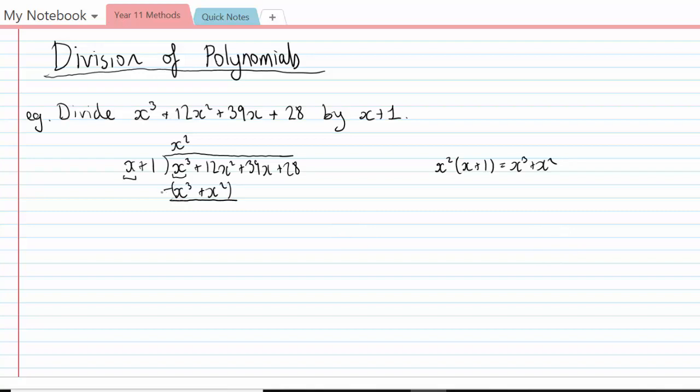Now when we take that away, x cubed minus x cubed is not going to leave anything. 12x squared minus x squared leaves 11x squared. The other two terms, the 39x and the 28, have not had anything done to them, so they will just continue down here. Alright, so the next thing we do is ask how many x's there are in 11x squared, and the correct answer there is, well, 11x. So, over on the side here, I'll do 11x multiplied by the x plus 1, which leaves 11x squared plus 11x. And I'll write that down here to then take it away.